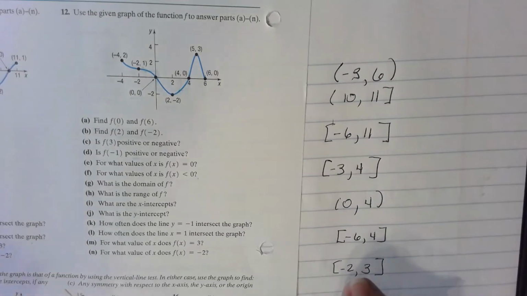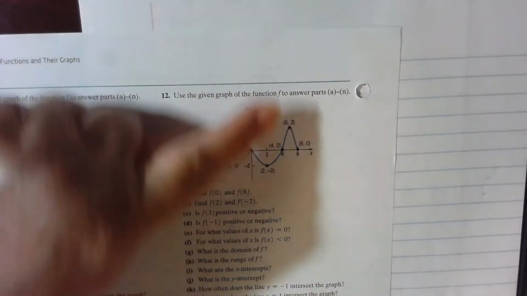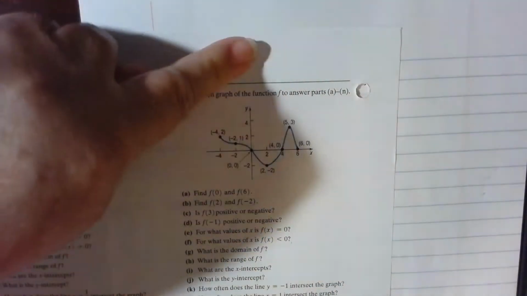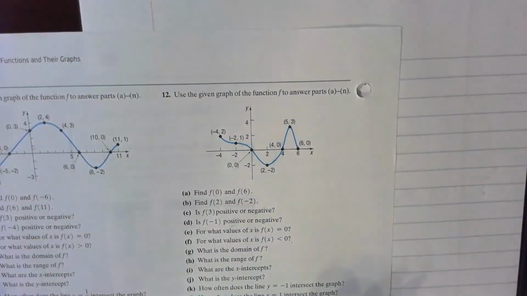So you do it like that. Be sure when you write range values that you go from bottom to top. You always go from smallest to largest when you write things in interval notation. Okay.